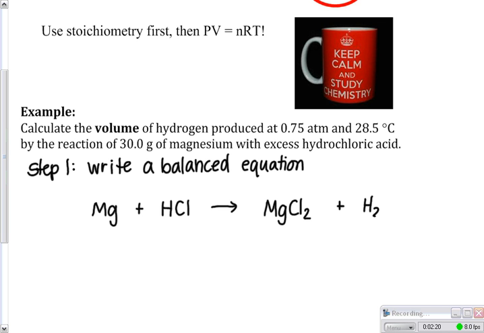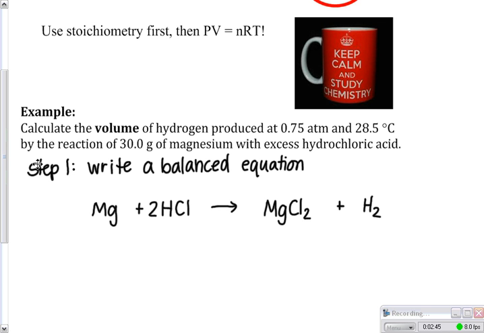Now, the reason that it's MgCl2 is Mg has a +2 charge, Cl has a -1 charge. So if you crisscross, you have to have MgCl2. The reason the H has a 2 is it's one of our 7 diatomic elements that we had to memorize. Now, we've written the equation, but right now it's not balanced. If you look, you'd need to put a 2 in front of the HCl to balance the equation.